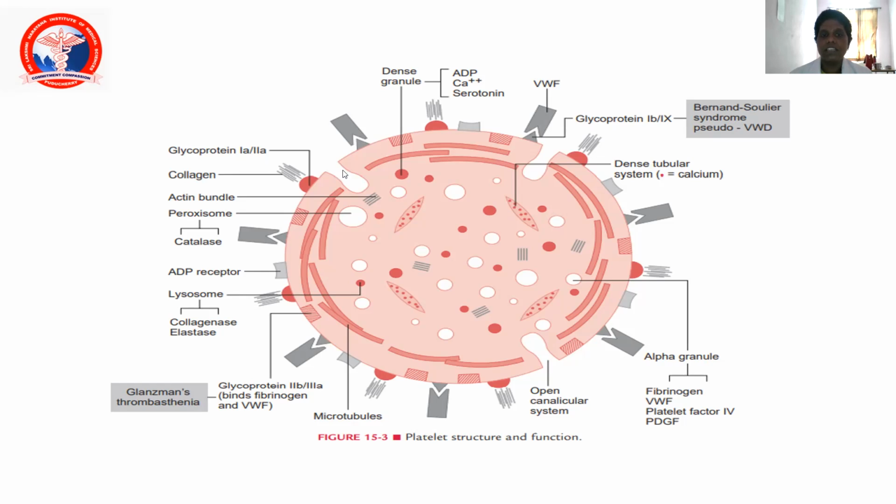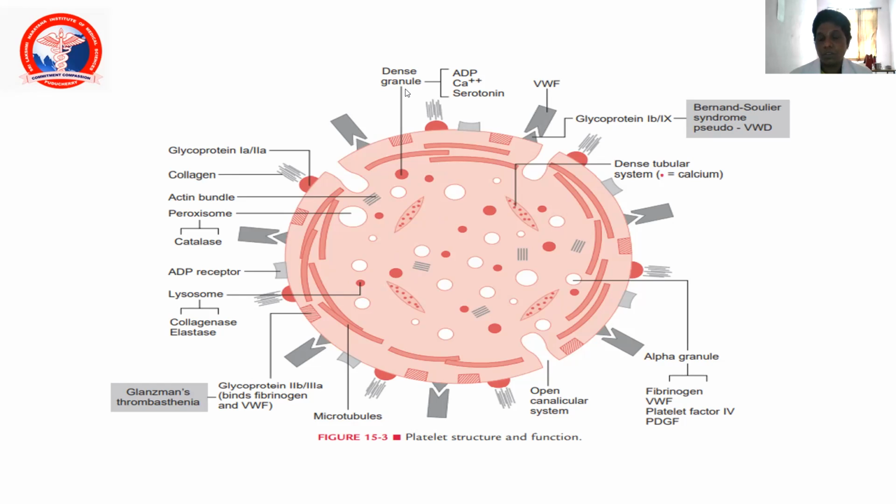In addition to that, the surface of the platelets will have receptors for collagen, receptors for von Willebrand factor, and also receptors for fibrinogen. All these receptors present on the surface of the platelets have an important role in the adhesion and the aggregation process, which is essential for the hemostatic mechanism to occur.